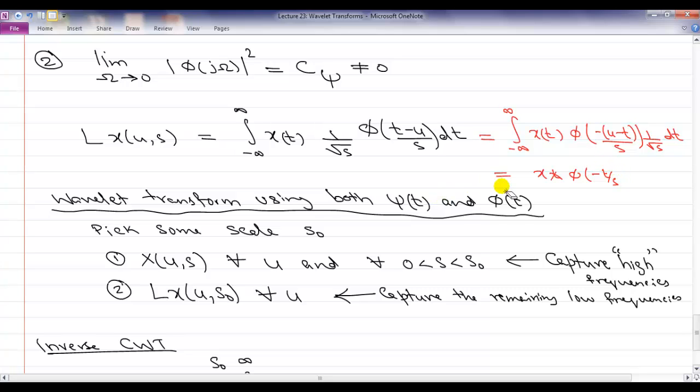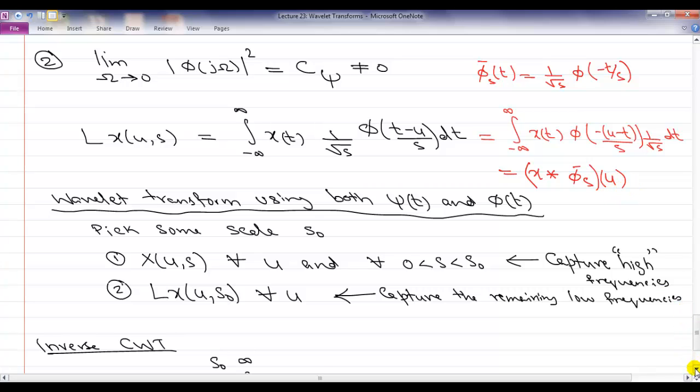So let's define a function like before, psi bar of s, t equal to 1 over square root of s, psi of minus t over s. Then it's easy to see that this is just the convolution of x with psi bar of s, computed at time t equal to u.